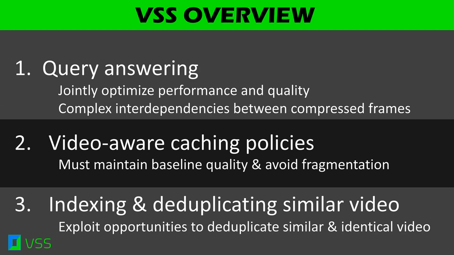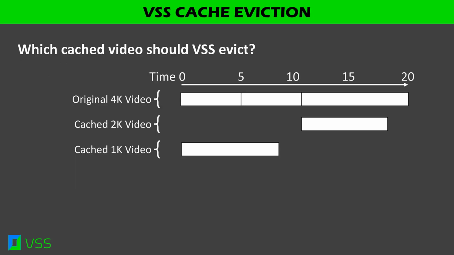So let's next look at how VSS manages its cache, again, given these unique characteristics of managing the storage of video data. Here's another hypothetical VSS cache configuration. Now let's assume for a moment that VSS has reached its internal storage caching limit and must evict one of these fragments. Which one should it choose?